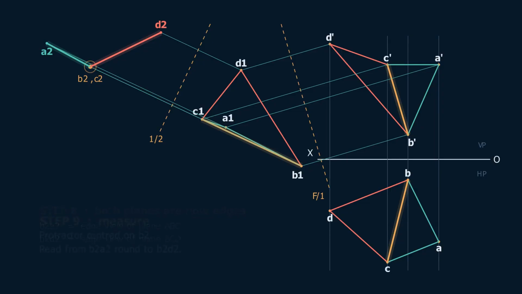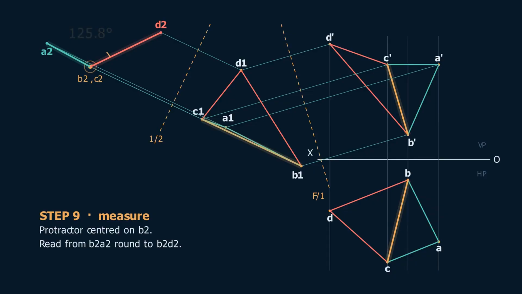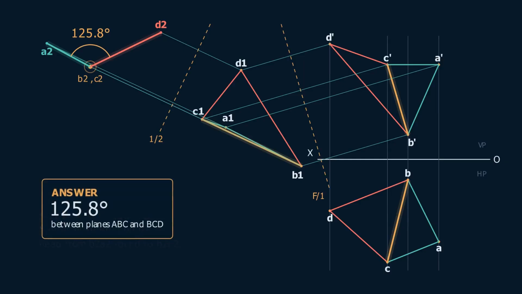Step 9, the last one. Put the center of your protractor on B2, line the base up with B2A2, and read off to B2D2. 125.8 degrees. And this reading is the true size, not an apparent one, because you are now looking exactly along the hinge line BC. 125.8 degrees. Write that under your figure, and leave every construction line on the sheet. In descriptive geometry, the construction is part of the answer.